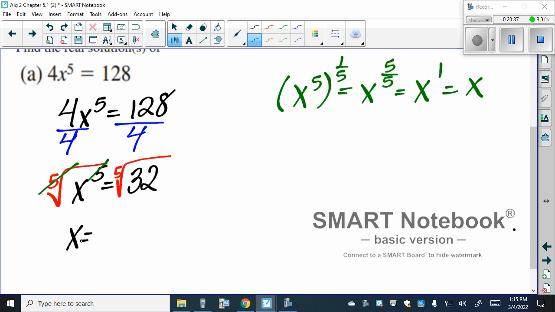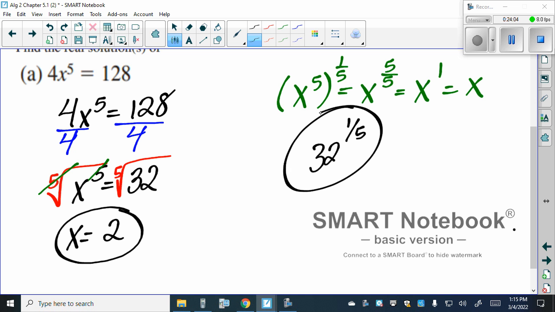Now we need to find the 5th root of 32, which is 2. And when we type it in the calculator, we could type it in as the 5th root of 32, or we can type it in as 32 to the 1/5, because those are the exact same thing. And a lot of times when I type these in the calculator, I'll use the fractional exponent over trying to get the radical, because it's a little bit easier and a little bit faster to type in.